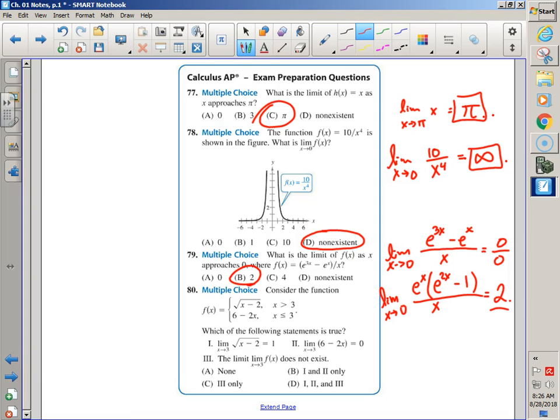Any questions on that one, now that you've been able to go into your calculator? Okay, number 80. All right, this one's a little bit nasty. Did you guys agree with, I'm going to do one by one. Well, do you want to do the answer first? Now let's do it one by one. For Roman numeral 1, what do you guys think? True or false?